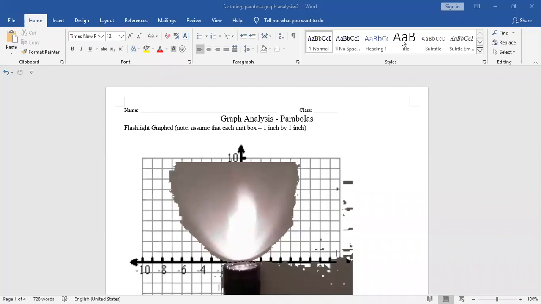Hi, so I want to give you an example of how to do a problem where you're not given a quadratic equation and the graph is not sketched out for you. So this is a flashlight. This is a flashlight down here, and it's shining a light. And your basic flashlight will actually have a parabola inside here.